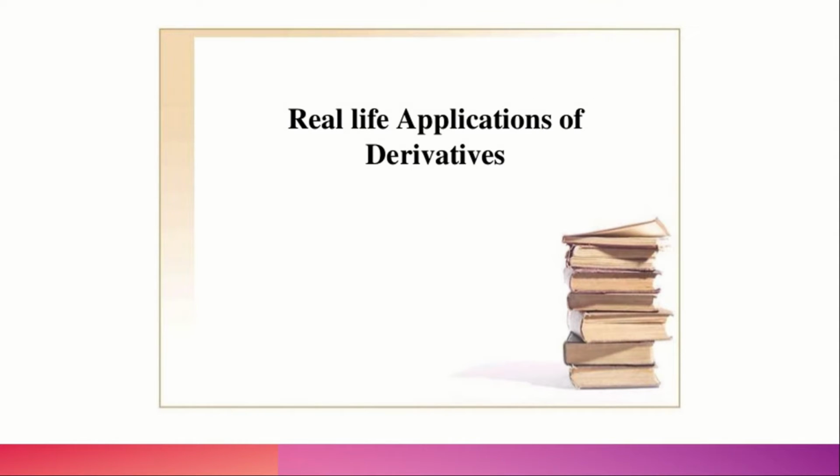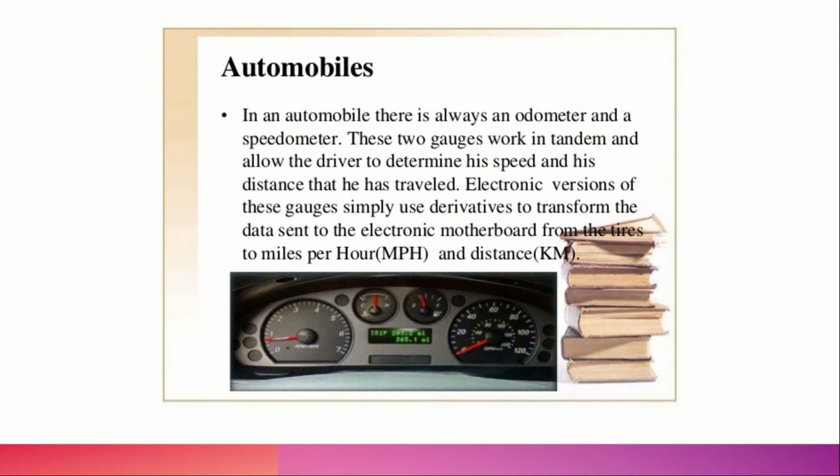Let us move on to real-life applications of derivatives. First is automobiles. In an automobile, there is always an odometer and a speedometer. These two gauges work in tandem and allow the driver to determine his speed and the distance that he has traveled. Electronic versions of these gauges simply use derivatives to transform the data sent to the electronic motherboard from the tires to miles per hour and distance. So in vehicles also, derivatives are used to get to know the values of speed and distance.